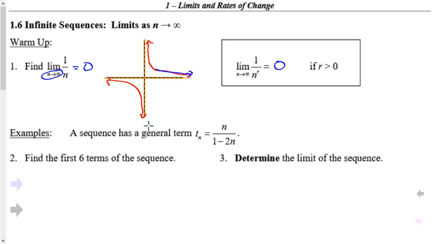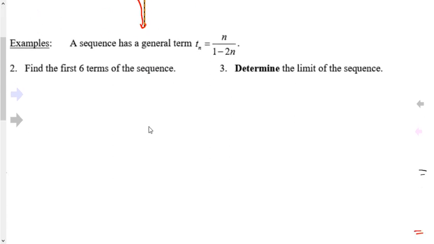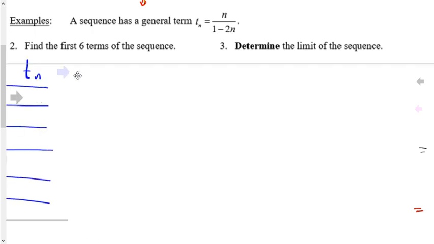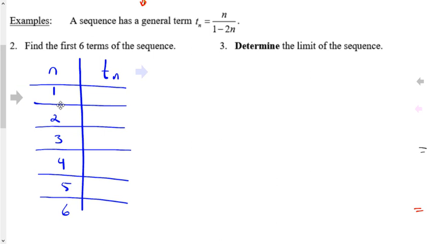Suppose we have a sequence with a general term Tn equal to n over 1 minus 2n. If we want to find the first 6 terms of the sequence, I could set up a table like this, where I have my n values, 1 through 6, and Tn will be the value that I get when I replace each of these n's with a 1, then a 2, a 3, a 4, a 5, and a 6.